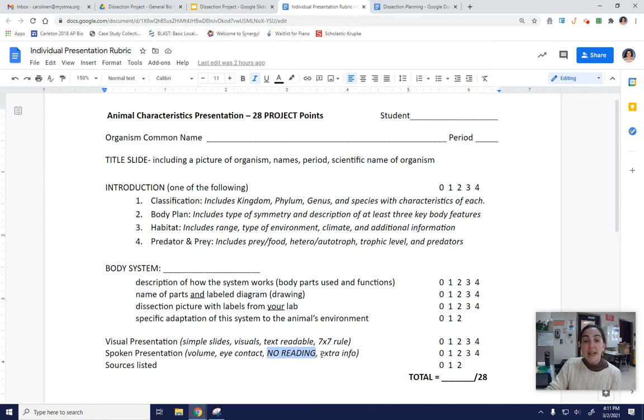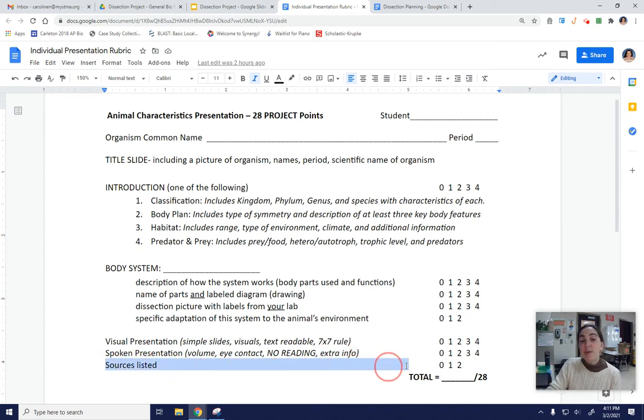You should also be adding information beyond just the words on the slide. If all you do is read us the words on the slide, that's not enough. You should be adding additional information as well. Like I said, less words on the slide, more words coming out of your mouth. That'll end up giving you a better presentation.